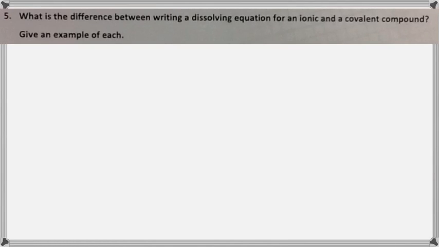Alright, this is Unit 15 for conchem. We're going through the review, and this is question number 5. So for question number 5, it's asking for you to write a dissolving equation for an ionic or a covalent compound. Actually, they want to know what's the difference between them.